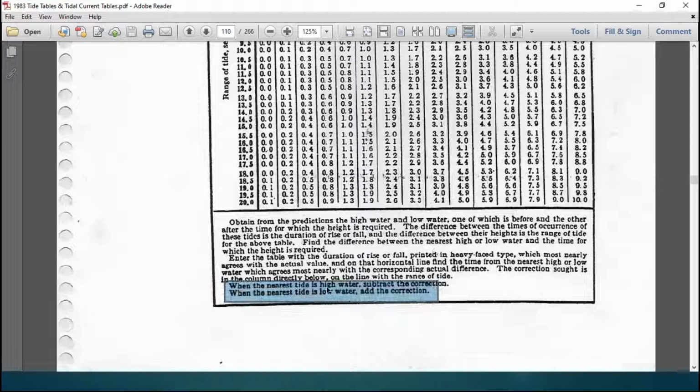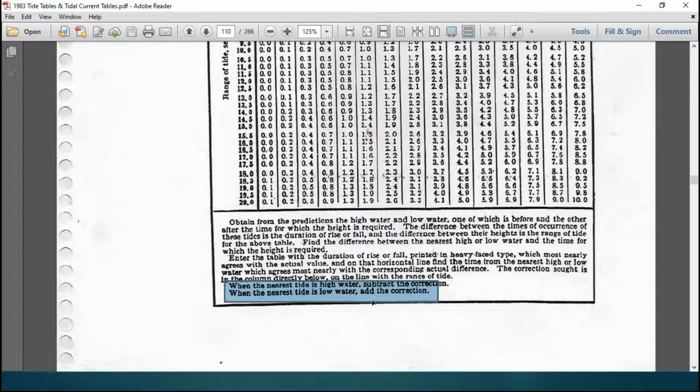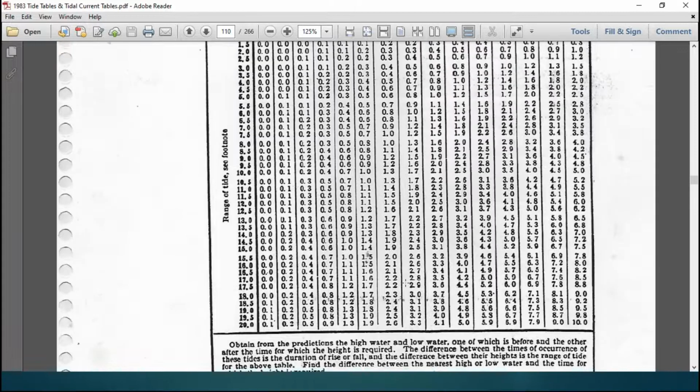When the nearest tide is high water, you subtract the correction. When the nearest tide is low water, you add the correction. So in our problem, we are working with low water. So we're going to add the correction.